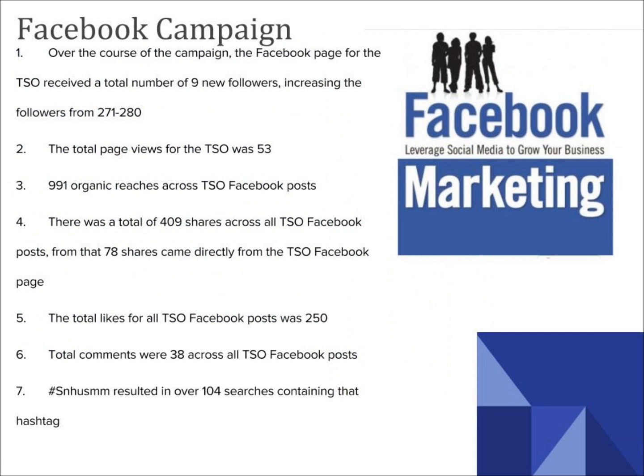The Facebook campaign, I believe, is probably the easiest, most user-friendly for small businesses, and therefore you can see that we did gain new followers, and the total page views increased, and there were 991 organic reaches across the Social Observer Facebook posts. So all in all, Facebook was really a good social site for our campaign.